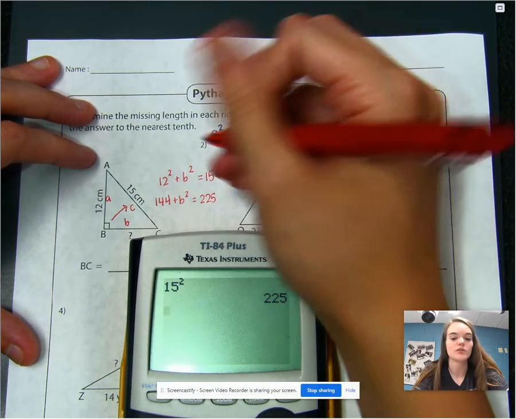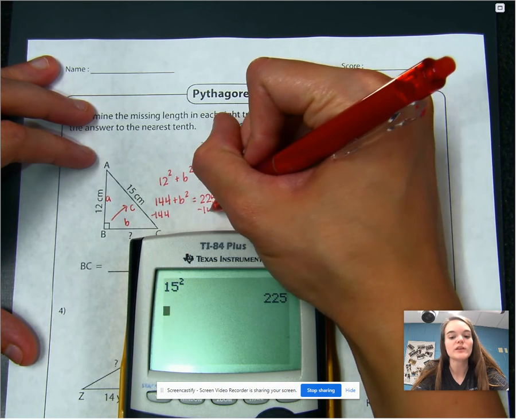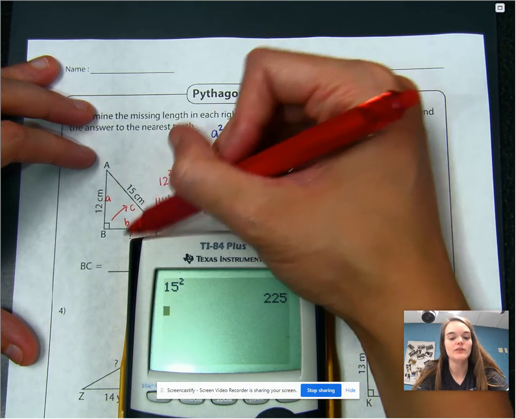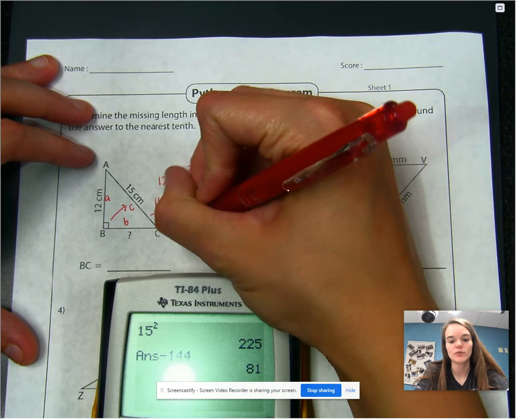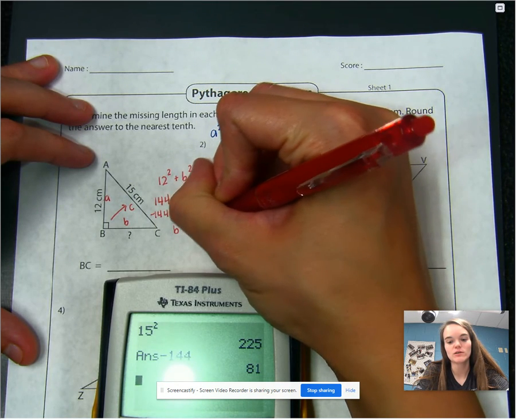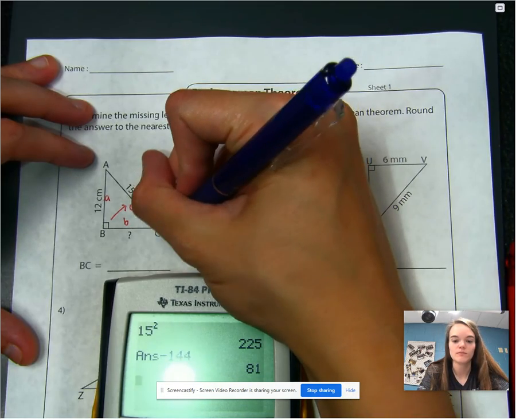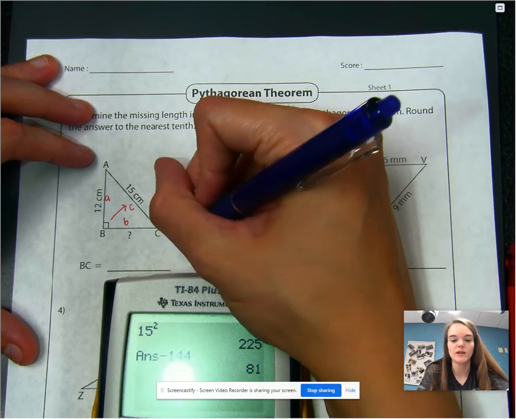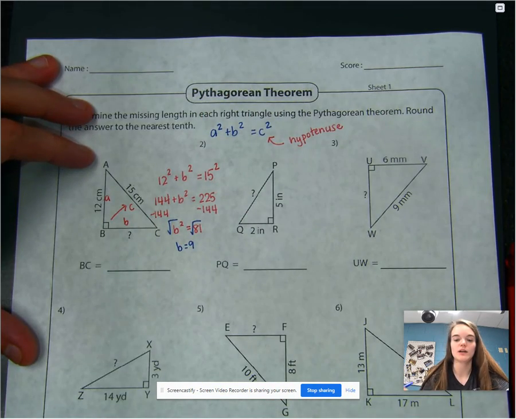Okay. I'm going to subtract 144. You would miss this if you set it up A, B, C. Make sure you notice which one's the hypotenuse. 225 minus 144 is 81. So B squared equals 81. To undo squared, I take the square root. And the square root of 81 is 9. So BC is equal to 9.